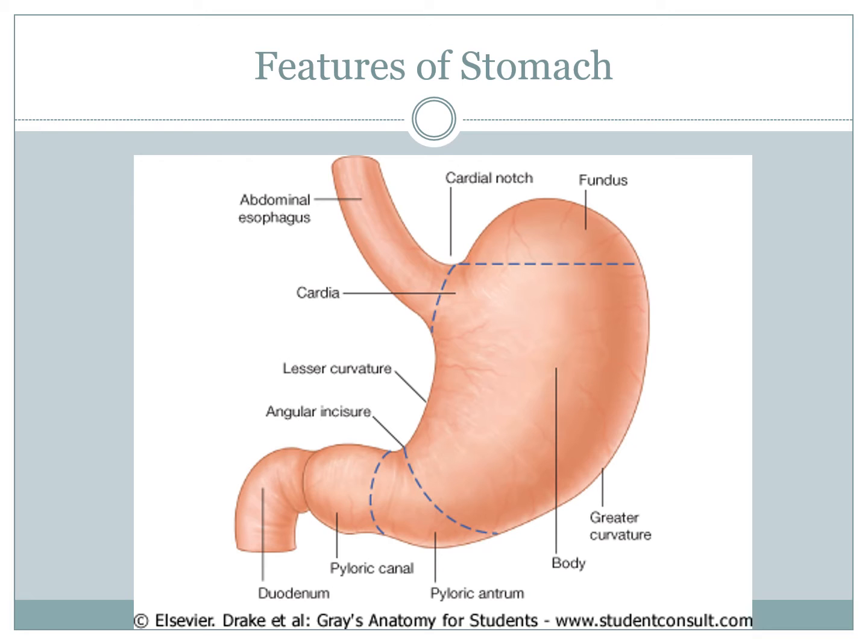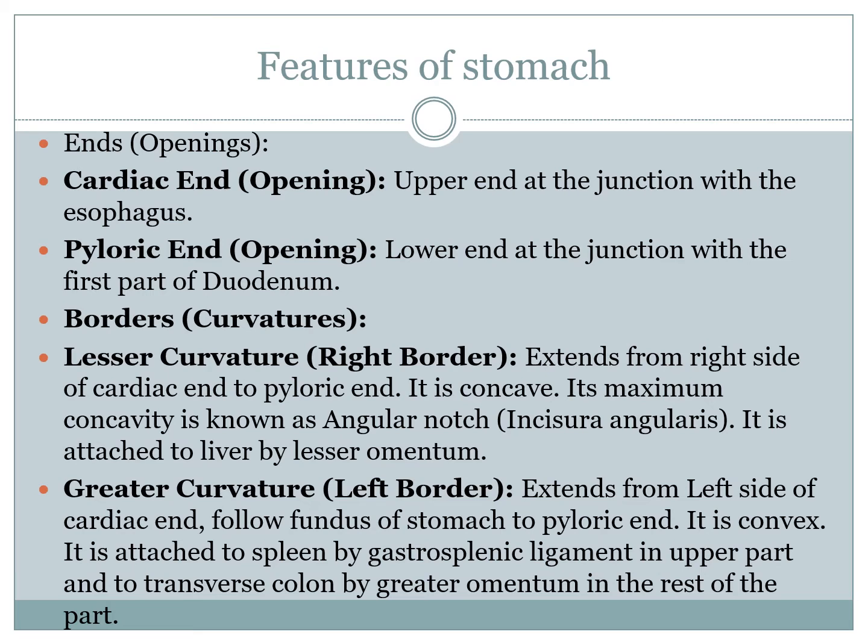So these are the two orifices, cardiac and pyloric; two curvatures, lesser and greater curvature; two surfaces, the anterior superior and the posterior inferior surface; and three subdivisions, fundus, body and pyloric part of the stomach. So these are the two opening features of the stomach: the cardiac end, the opening at the upper end at the junction with the esophagus, and the pyloric end, the opening at the lower end at the junction with the first part of the duodenum.